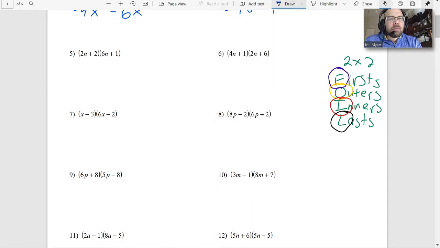So let's go back to blue. So firsts, meaning the first things in each of the parentheses. So that's going to be that and that. All right, so I'm going to do 2n times 6n. 2 times 6 is 12. N times n is n squared. All right, so we just did first times the first.